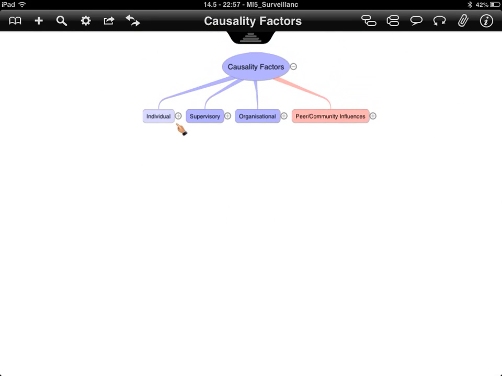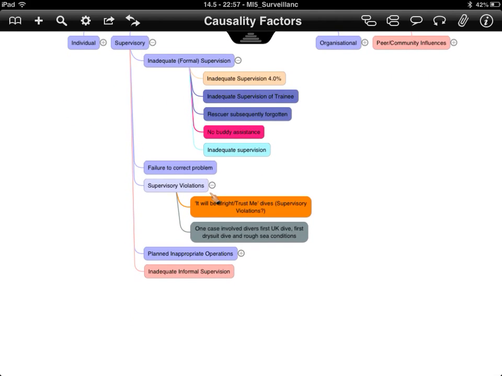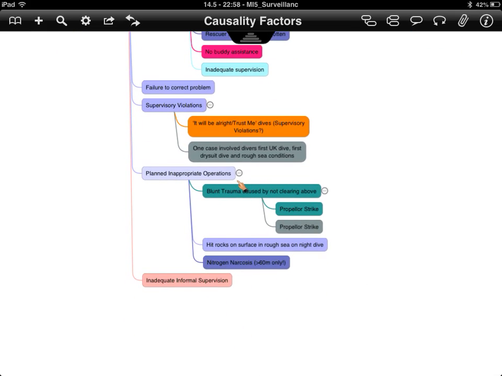If I now move over to the supervisory area, I've broken this into inadequate formal supervision and inadequate informal supervision, because I believe that within a training environment or a club structure where there is a recognised hierarchy, there is a formal supervisory layout, but in the majority of sport diving, that can be an informal supervision or peer review of what goes on, the buddy diving that's going on. Supervisory violations, it'll be alright, or trust me dives, or planned inappropriate operations, not necessarily clearing what's above. And it's difficult to understand again without the context as to whether or not it's lack of knowledge, lack of skills, or it's a violation.